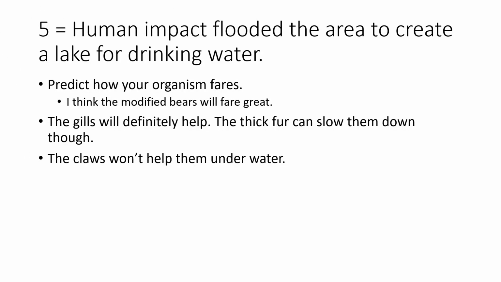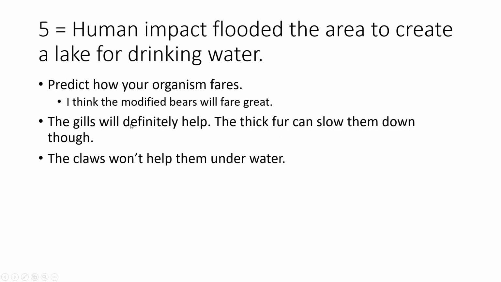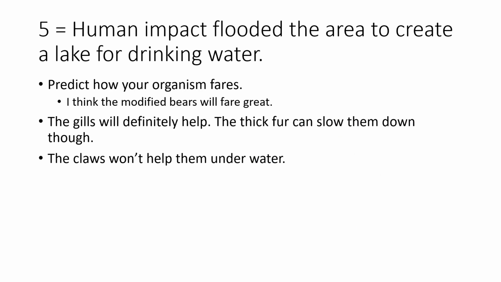So we're supposed to predict how my organism is going to fare. Well, if you look back at the modifications that I said, this one that I picked as a fluke is actually going to really come in handy based on that decision that was made by a roll of the dice that made it a 5. So I think the modified bears are going to be great because we flooded their habitat, but they had gills so they can breathe in flooded habitat and do just fine.